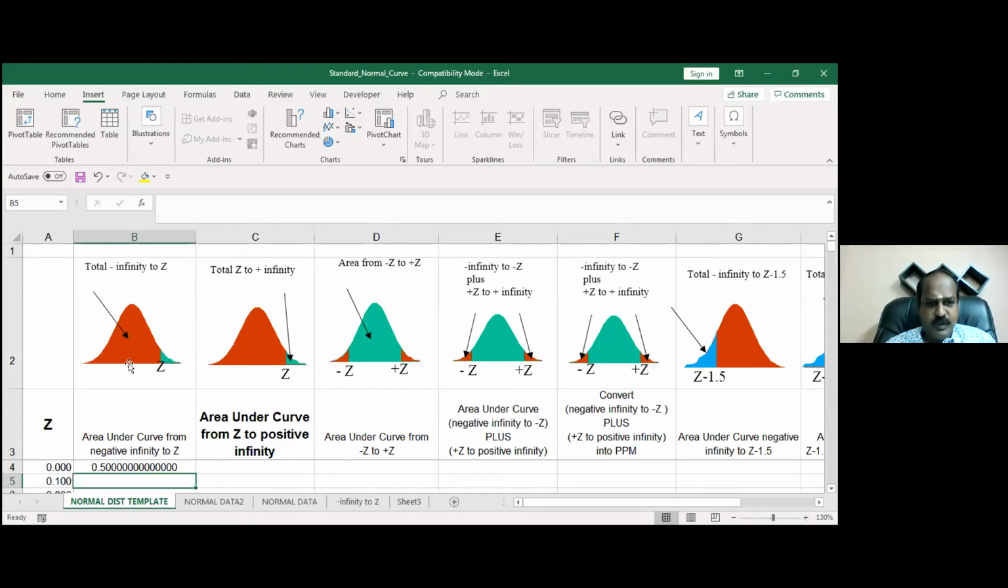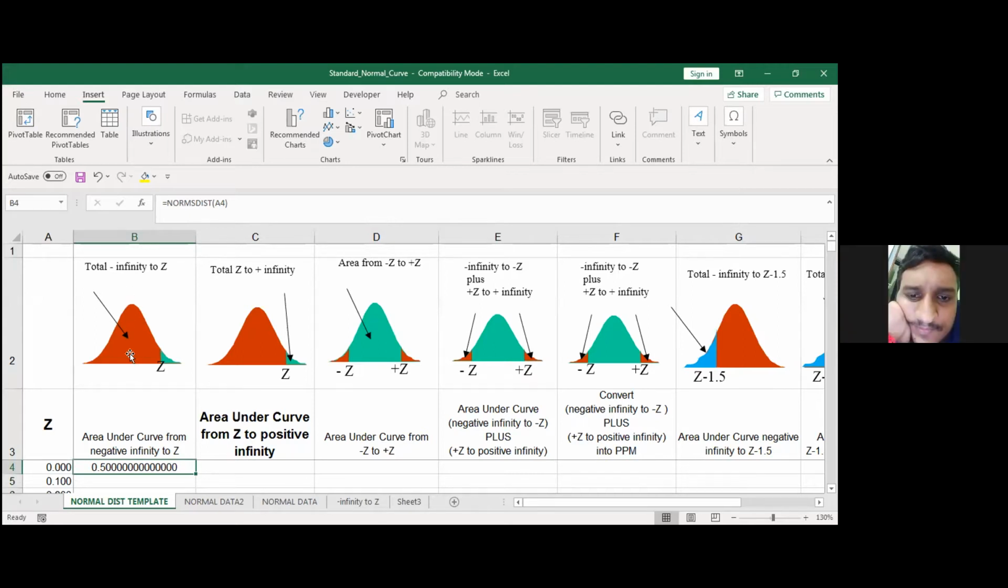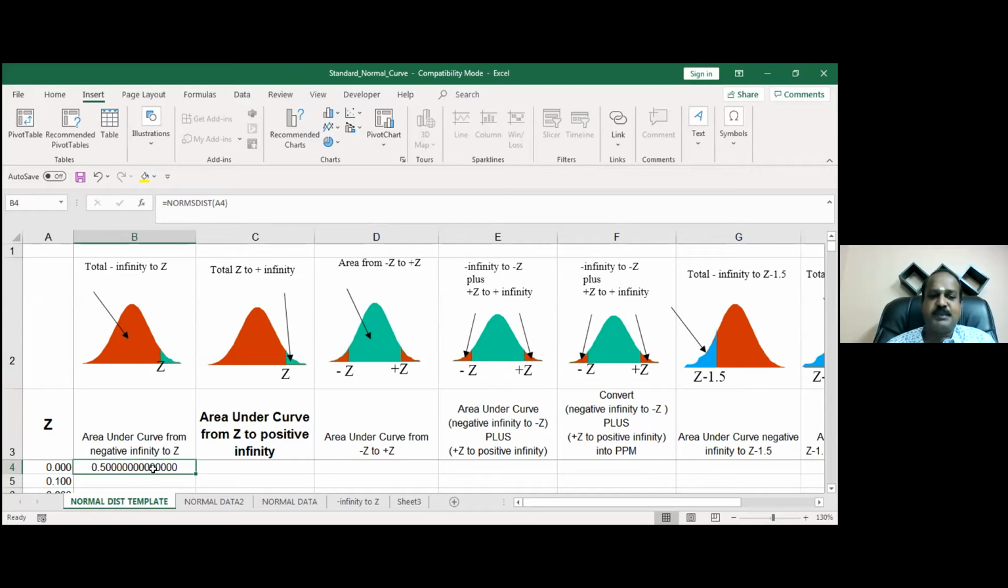So when I type here, I'm getting 0.5. It simply means this 0.5 represents the area from minus infinity to Z equal to 0. Minus infinity to center. Clear? When I draw a line here in the center, the left side area is 0.5. Same way, when I shift the Z from 0 to this point, tell me a value, Z equal to 1, Z equal to 2, any value, this will give me the area.